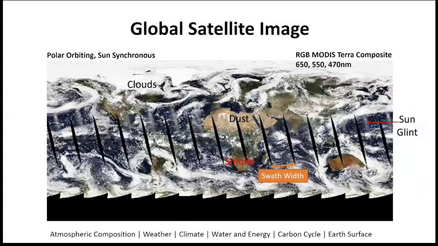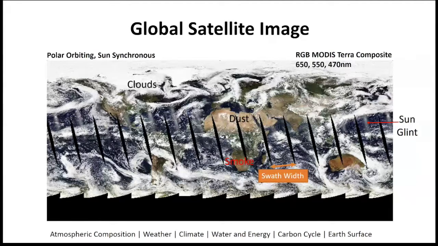I have no idea who all is in this call, but I just wanted to get folks excited about an image like this. This is a fantastic global image. This is from MODIS Terra. This is red, green, and blue, which is 650, 550, 470 nanometer. It's basically a 3-band overlay.